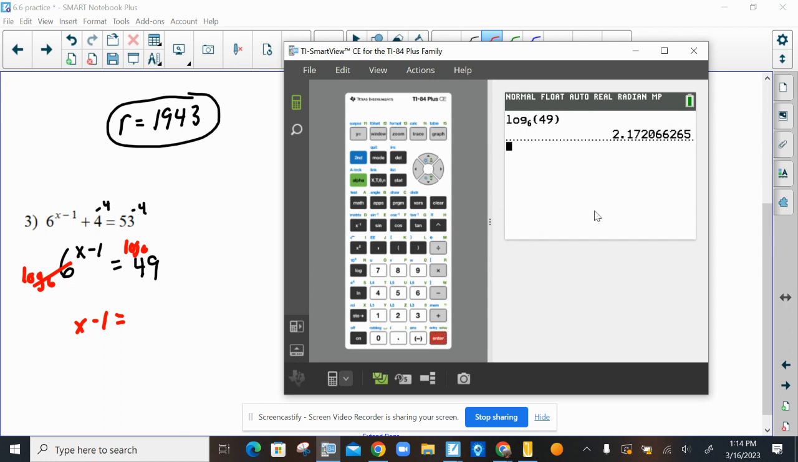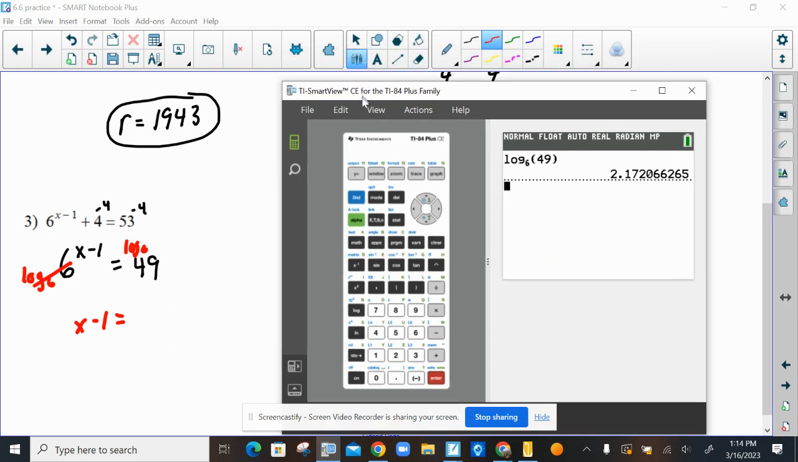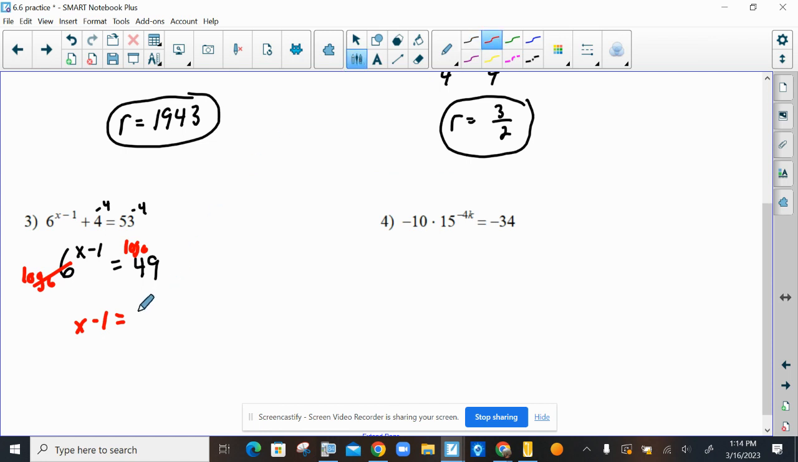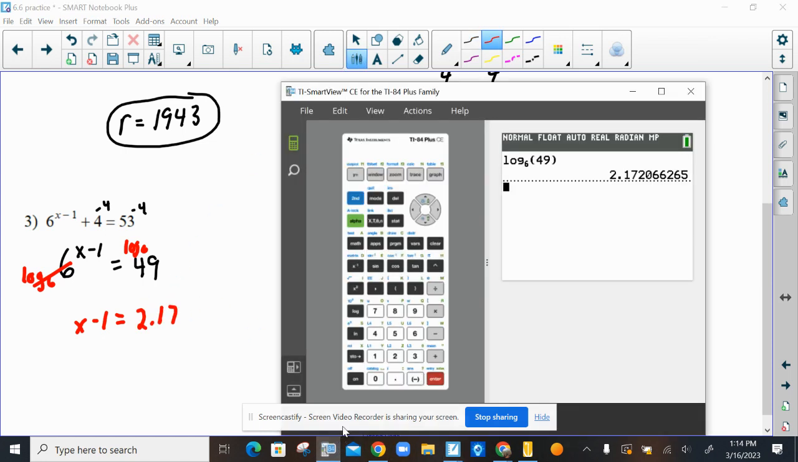And so my last move, so it's about 2.1, let me move this, 2.17, and what was it? 2.